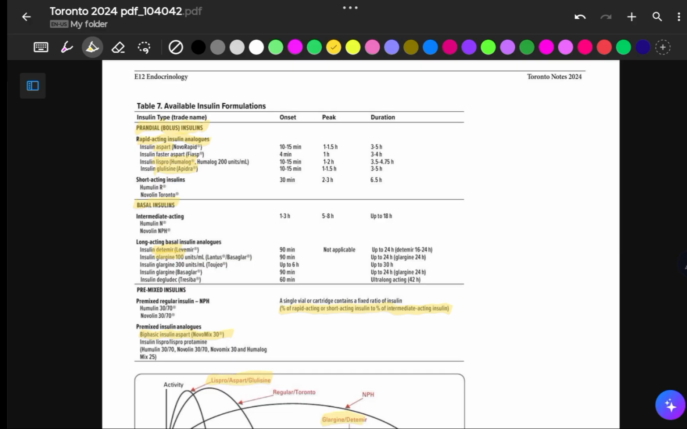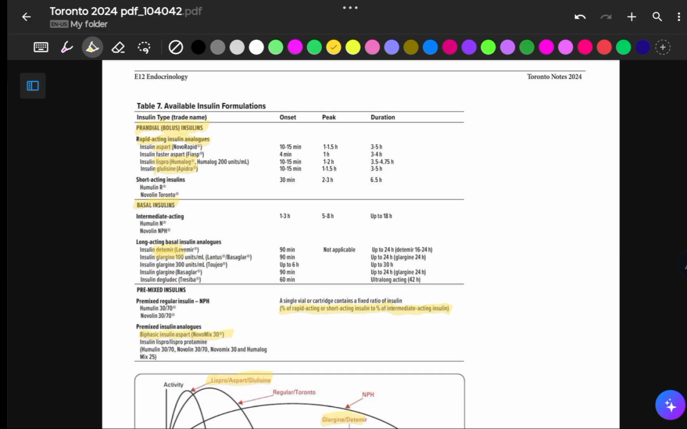Okay, so those are your bolus insulin. So remember, prandial or bolus insulin, we have two types: your rapid acting, aspart, lispro, glulisine, then short-acting insulin, which is your Humulin R. Then we have the second type, your basal insulin. Basal insulin consists of your intermediate acting, which is your Humulin N and your Novolin NPH, and your long-acting basal insulin, which is your insulin detemir, or Levemir, then insulin glargine, that is 100 units, then 300 units, and then your insulin degludec.